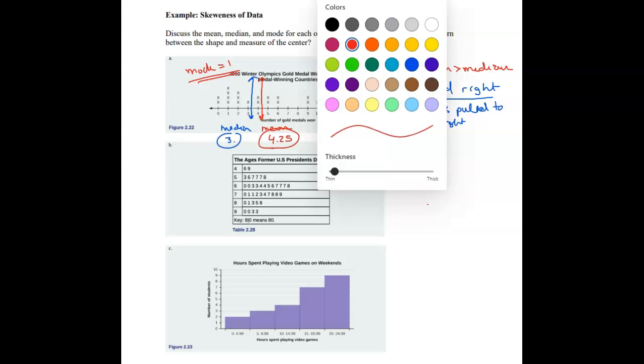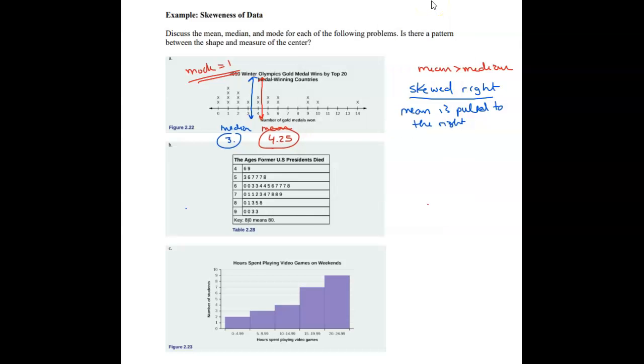Alright, so let's look at the second graph. So the second graph, it's a stem and leaf plot. If you look at it as a little histogram on its side, if you look at this graphical representation here, this looks pretty symmetric. Alright, it's not perfectly symmetric, but in a symmetric graph, the mean and the median and the mode are approximately equal to each other.